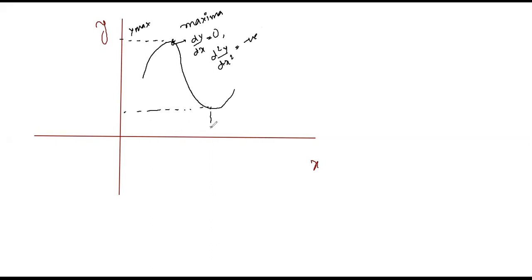Here at this point, which is minima, dy by dx is equal to 0 and d2y by dx square is positive. This is the minimum value of y. These are also called local maxima and local minima.